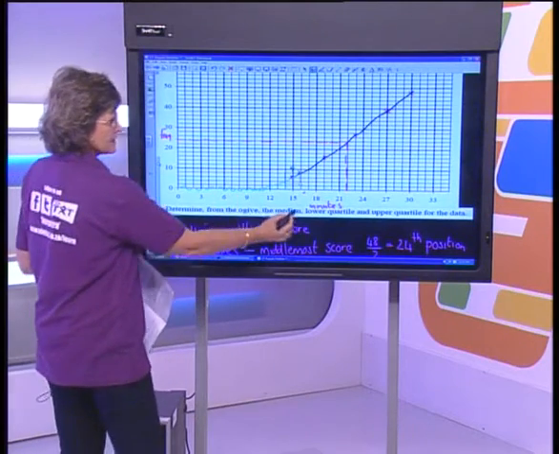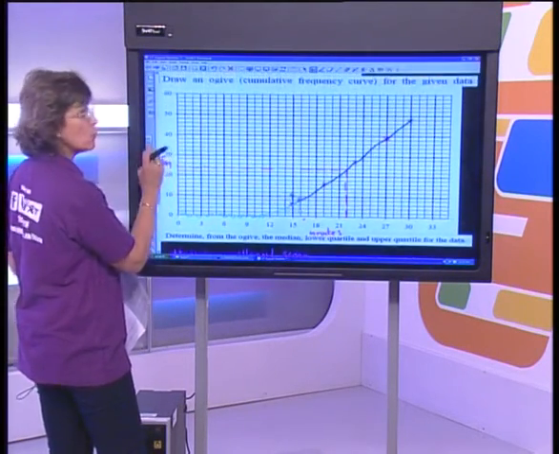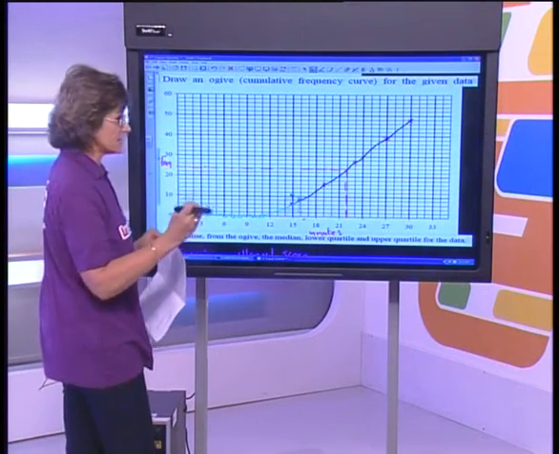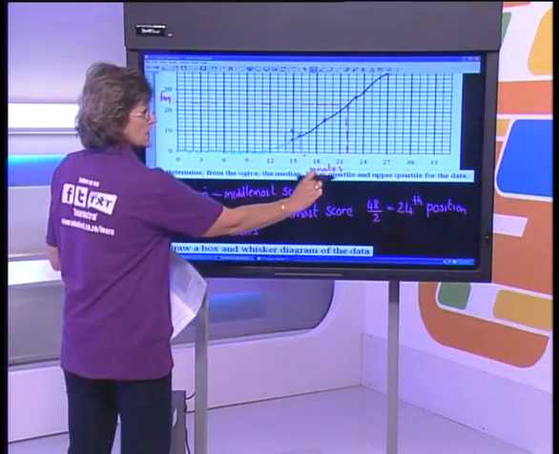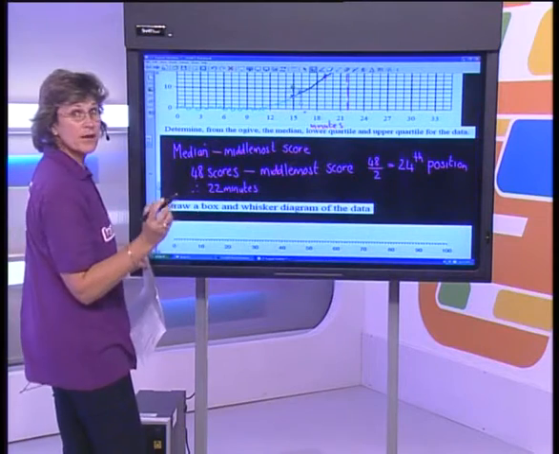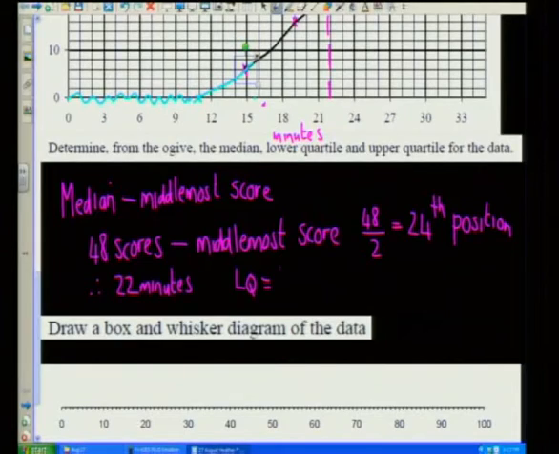Okay, the next thing they wanted was the lower quartile. Now, guys, let's just think about the lower quartile. That has to be 25% through the data. The median is 50% through the data. The lower quartile is a quarter through the data. So literally, what are we going to do? For our lower quartile, we're going to take 48 and divide it by 4, which is going to give us the 12th position.